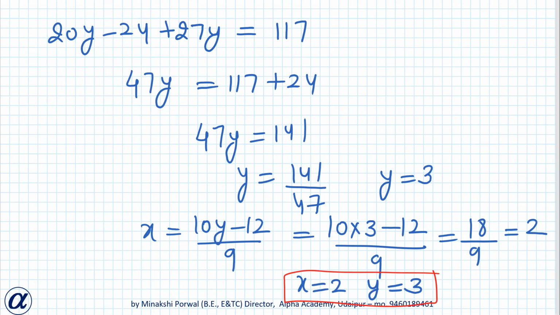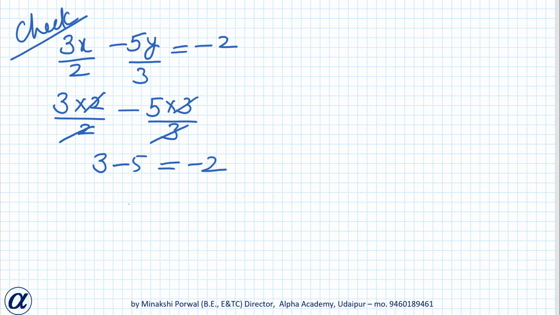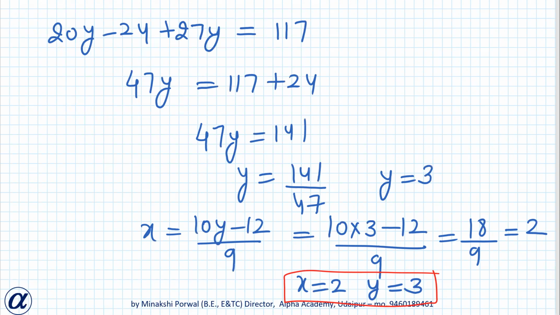अब ये वैल्यू जब हम सब्स्टिट्यूट करेंगे तो 3x by 2 minus 5y by 3 equals minus 2. x की वैल्यू 2 रखी, y की वैल्यू 3 रखी, तो क्या आ रहा है 3 minus 5 that is equal to minus 2. This was actually just checking whether our solution is correct or not. So minus 2 equals minus 2. That means our answers are correct.